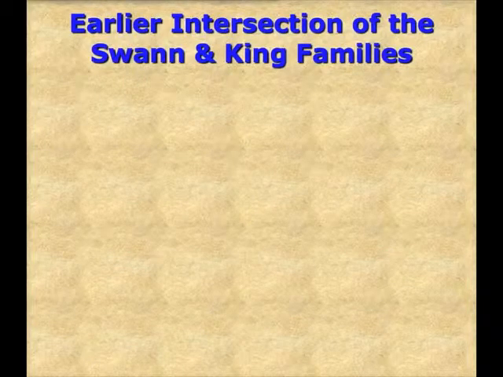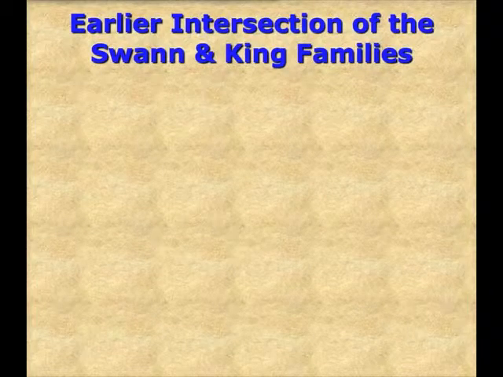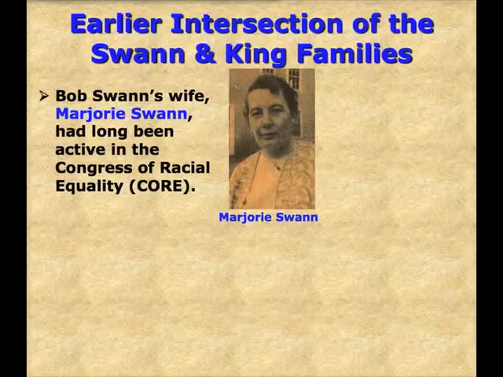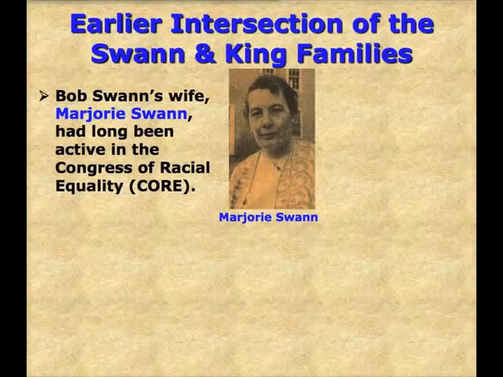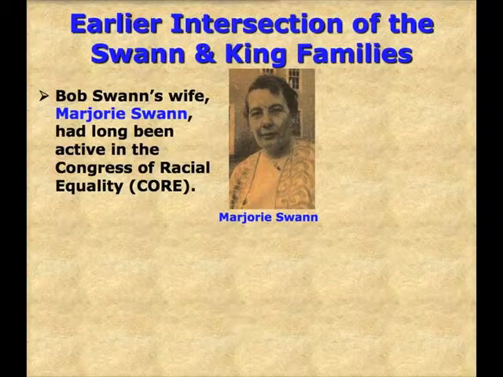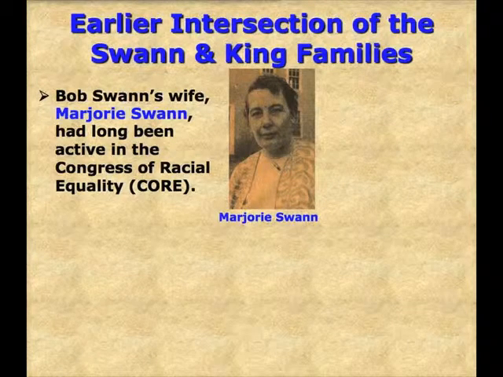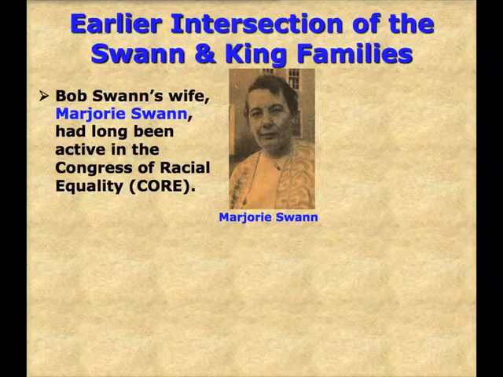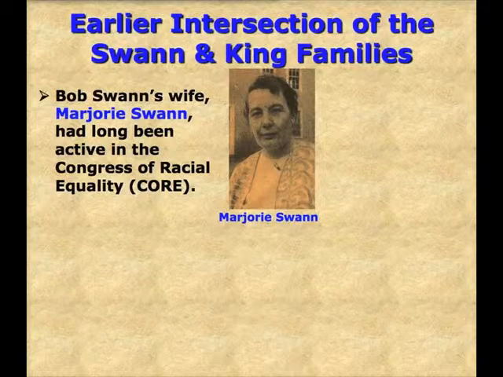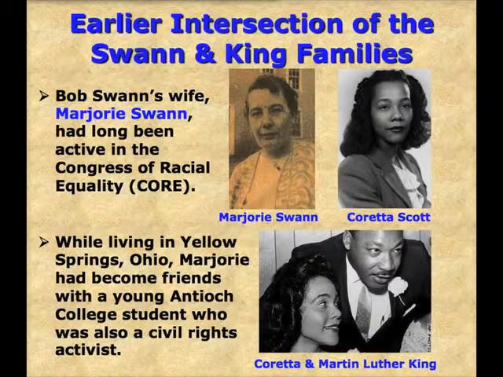Another chance convergence may help to explain the ease that Bob and Slater found in each other's company. At least 20 years prior to their first meeting, when the Swans were living in Yellow Springs, Marjorie began attending meetings of a local group affiliated with CORE. There she met an Antioch undergraduate who was majoring in music and education. They became lifelong friends. When Bob and Marge wanted a night out, they sometimes hired her as a babysitter. This student was Coretta Scott, who later married a reverend from Atlanta, a cousin of the Kings in Albany.